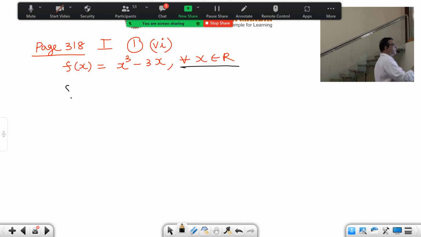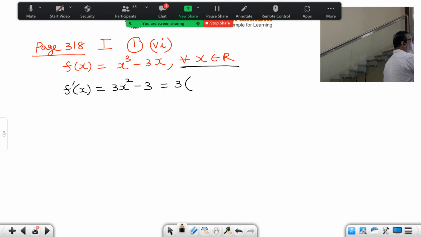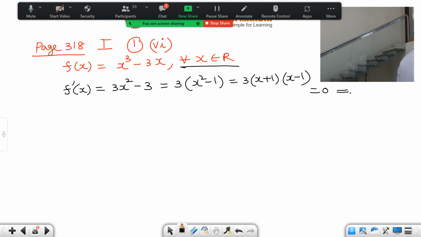So what is the derivative f dash x? 3x square minus 3. So I can write it as 3 into x square minus 1, that is 3 into x plus 1 into x minus 1. If you equate it to 0, you will get two values for x. So x is equal to minus 1 and x equal to 1.